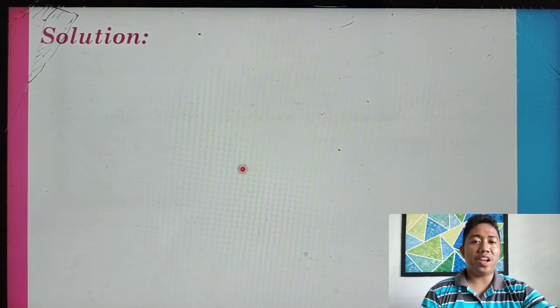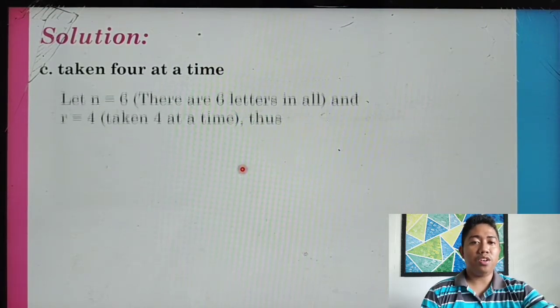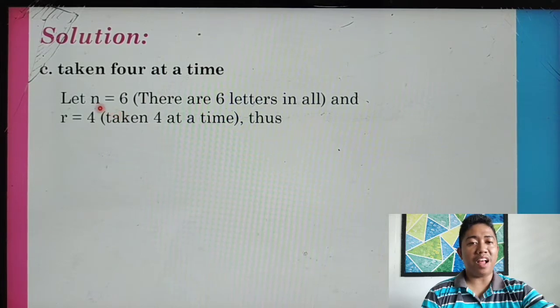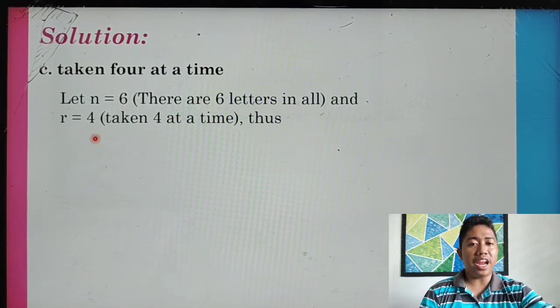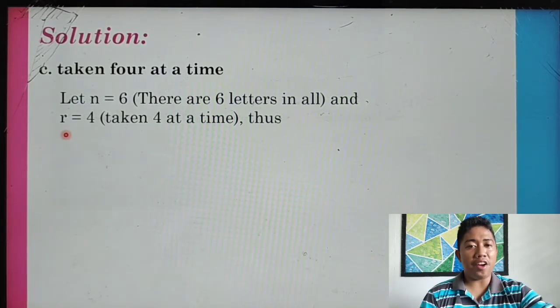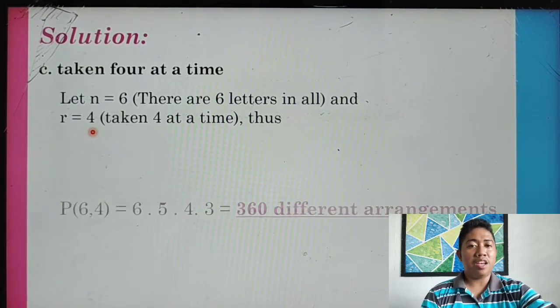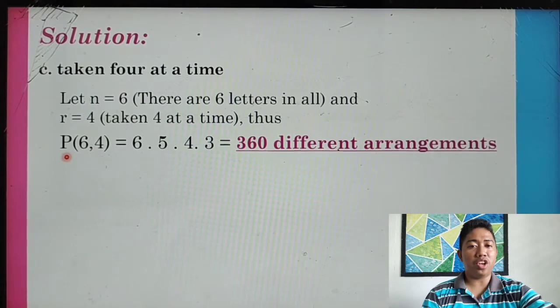So how about for letter C? So taken 4 at a time. In the same manner, we let the value of n still be 6, so there are 6 letters in all, and we need to take 4 at a time, so we let r be equal to 4. So that's expressed in permutation form.